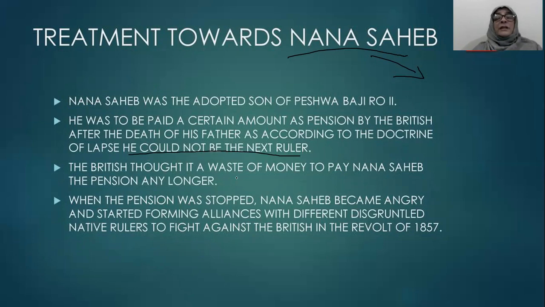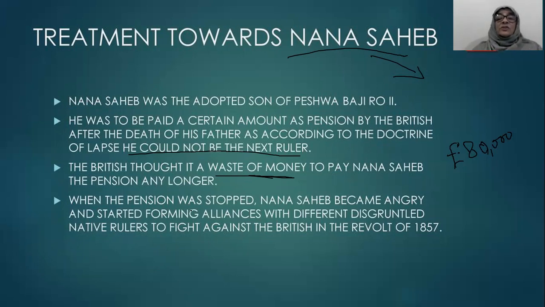The British thought it was a waste of money. The pension that was fixed was 80,000 pounds. It was not a huge amount. Obviously, a lot went from his hand: his throne, I mean, his kingship, everything went from his hand.